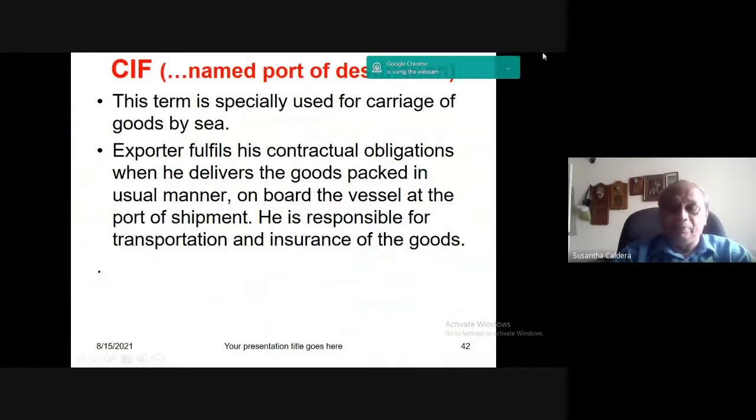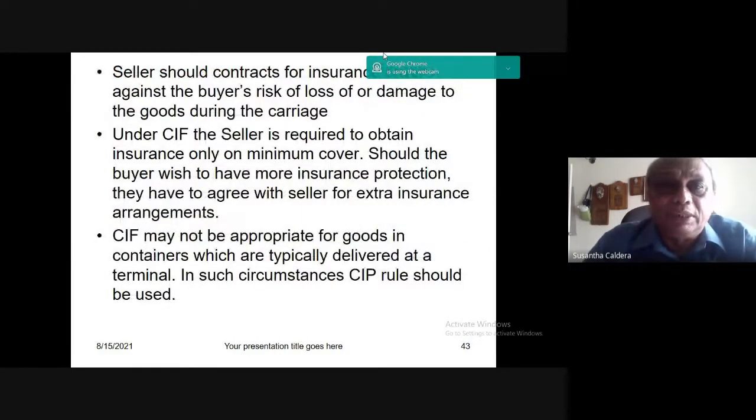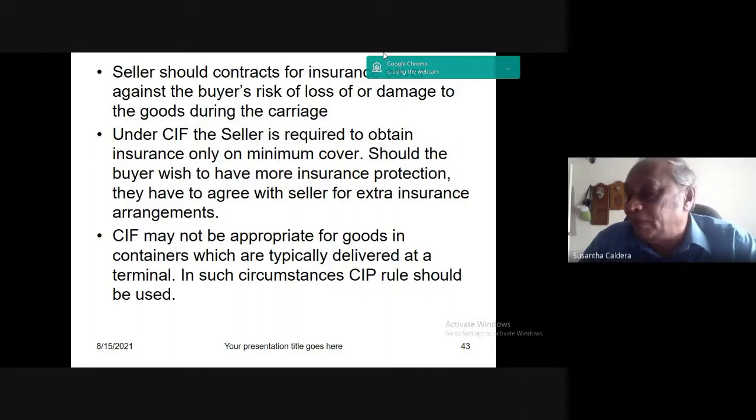CIF questions come in exams. This term is specially used for carriage of goods by sea. The exporter fulfills his contractual obligations when he delivers the goods, packed in the usual manner, on board the vessel at the port of shipment. He is also responsible for transportation, that is the contract of carriage, and the insurance of the goods. Everything by the seller, right? The seller should contract for insurance against the buyer's risk of loss of or damage to the goods during the carriage. Under CIF, the seller is required to obtain insurance only on minimum cover.